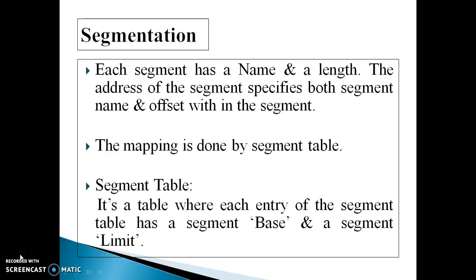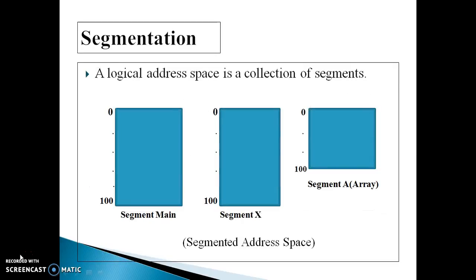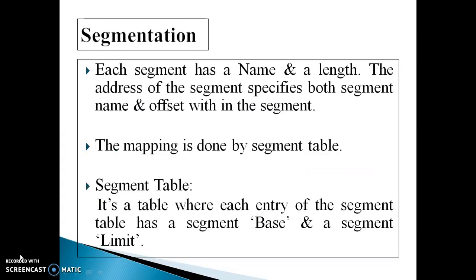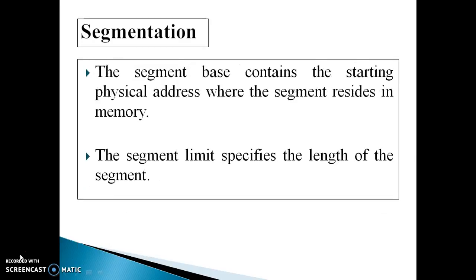For example, the length of the segment main is 100 KB. Main is the name of the segment. The operating system searches the entire main memory for free space to load a segment. Generally, mapping is done by segment table. A segment table is a table where each entry has a segment base and a segment limit. The segment base contains the starting physical address where the segment resides in memory, and the segment limit specifies the length of the segment.